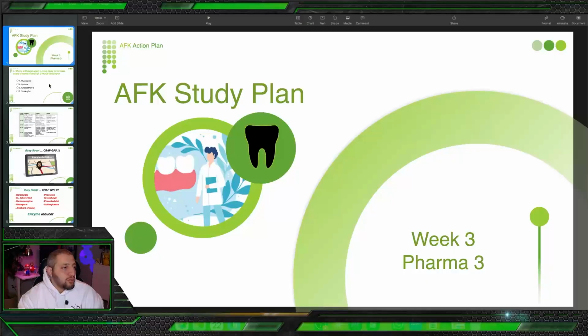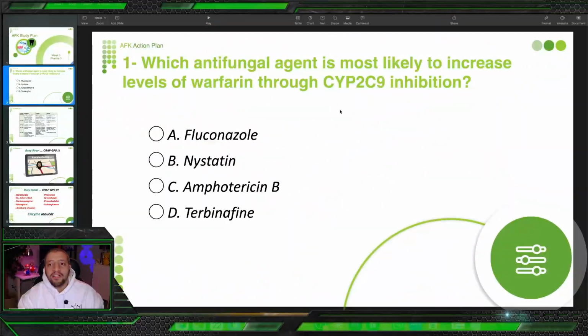Let's start with our first question. Which antifungal agent is most likely to increase the level of warfarin through CYP2C9 inhibition? Fluconazole, nystatin, amphotericin B, terbinafine.